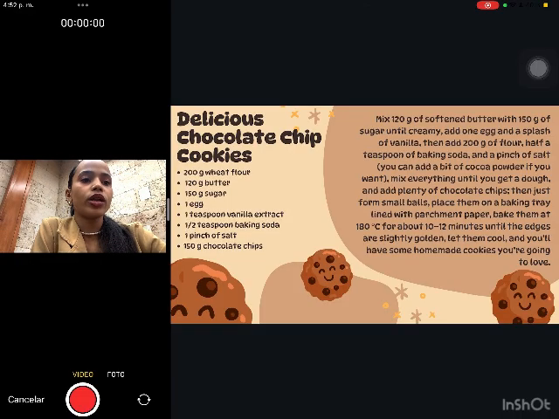Then make small balls, place them on a baking tray lined with parchment paper, and bake at 180 Celsius for about 10 or 12 minutes, until the edges are golden. Let them cool, and you will have some homemade cookies you are going to love.